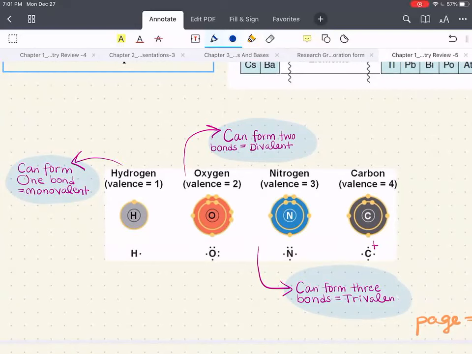Nitrogen has 5 valence electrons, and it can form 3 bonds. And so it's known as trivalent. And then carbon, of course, as we did the example on carbon, it has 4 valence electrons, and it can form 4 bonds. And so it is called tetravalent.